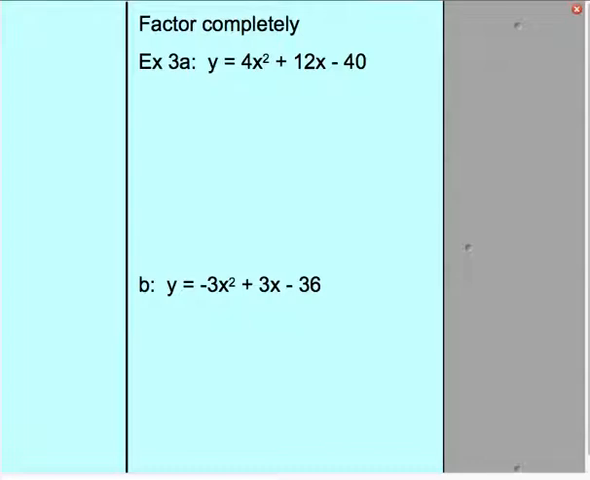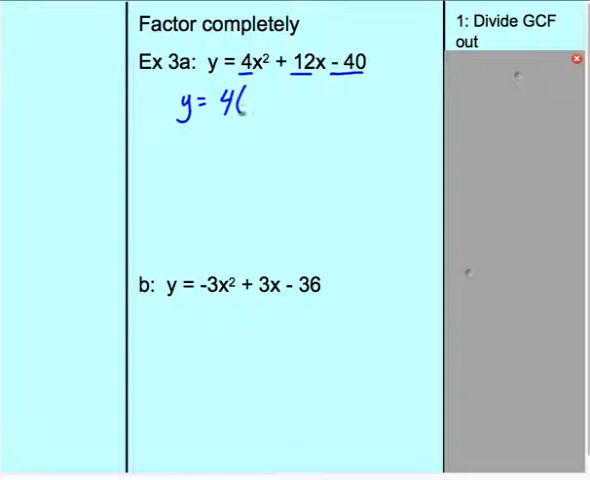We'll just practice that a couple more times. Once you feel like you've got this, go ahead and jump to the U-try. Start by dividing out that GCF, so we're looking at 4, 12, and -40. And what goes into all three of those is 4. So dividing our first term by 4, we get x squared. Dividing our second term by 4, 12 divided by 4 is 3. And -40 divided by 4 is -10.